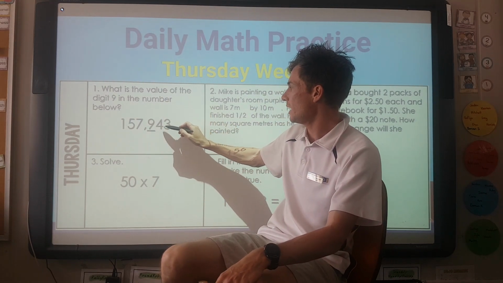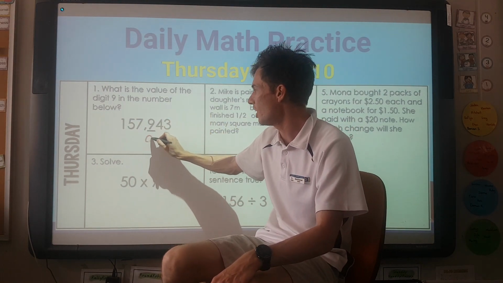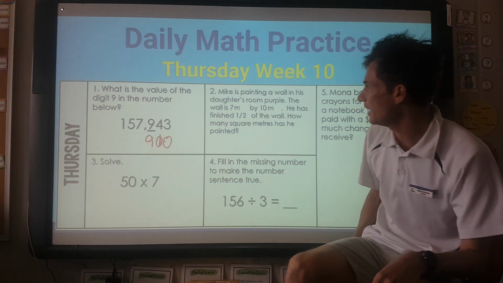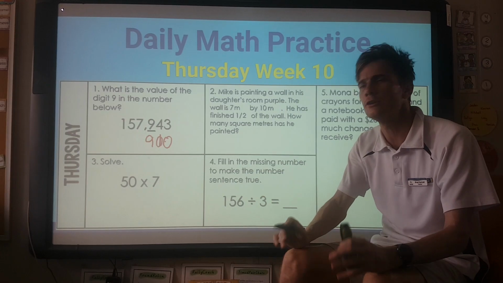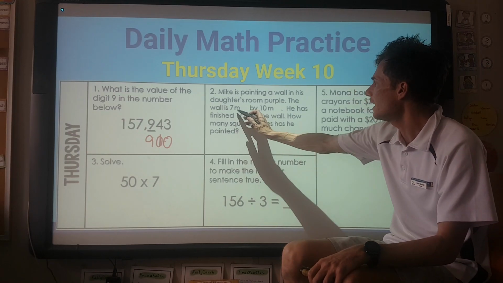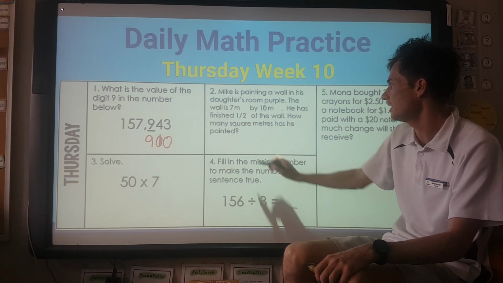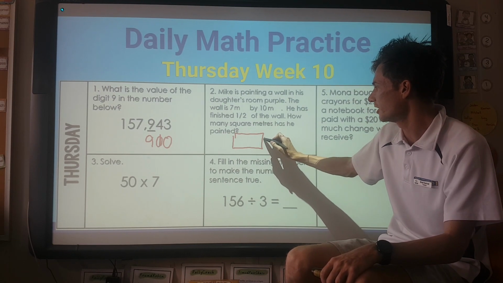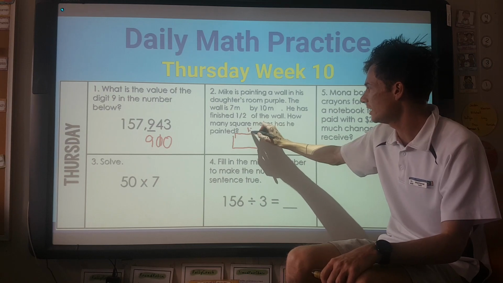The 9 is in the ones, tens, hundreds place, so a 9 in the hundreds place is going to be worth 900. Mike's painting a wall in his daughter's room purple. Interesting choice, Mike, but that's fine. So the wall is 7 metres by 10 metres. So his wall's going to look something like this. It's going to be 7 metres by 10 metres.